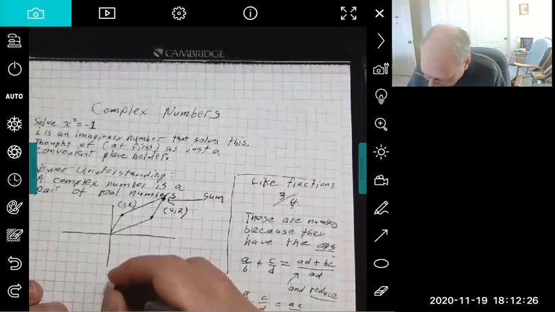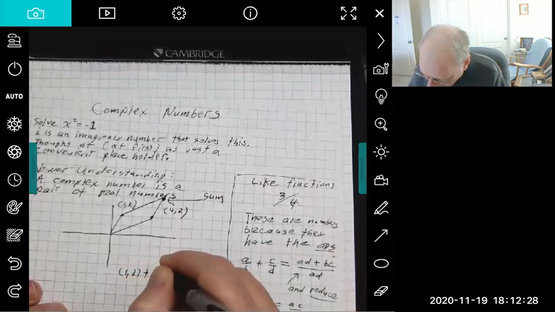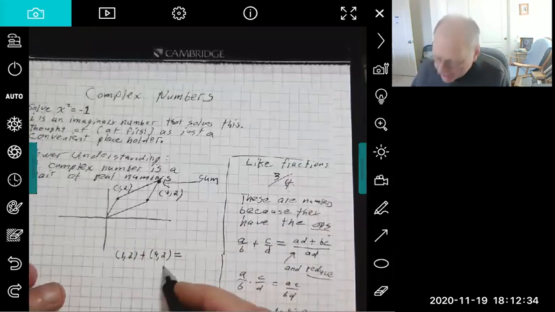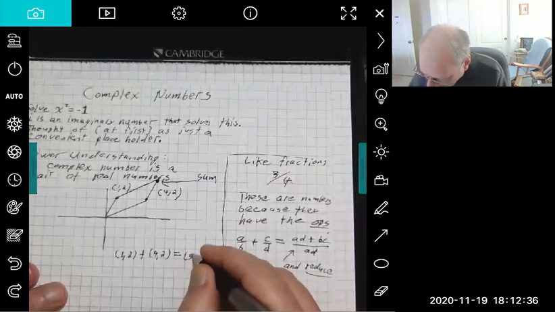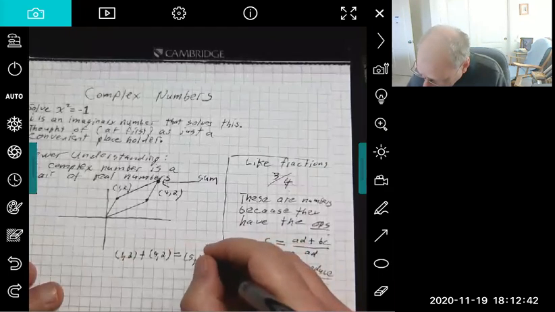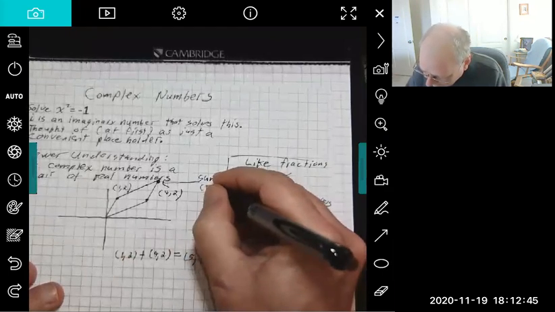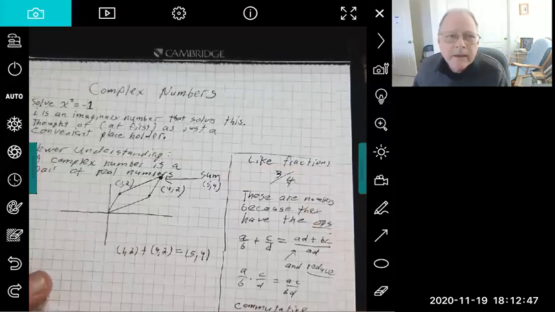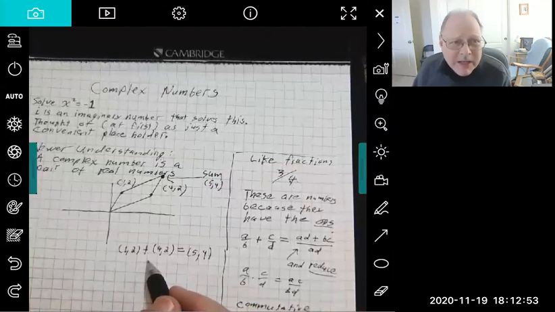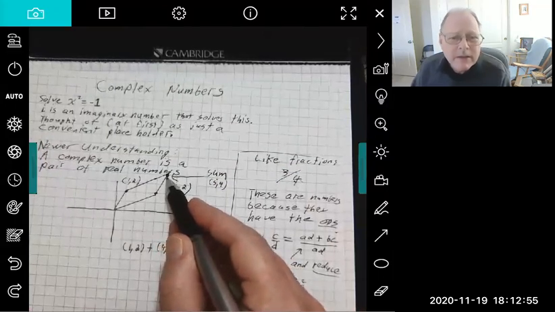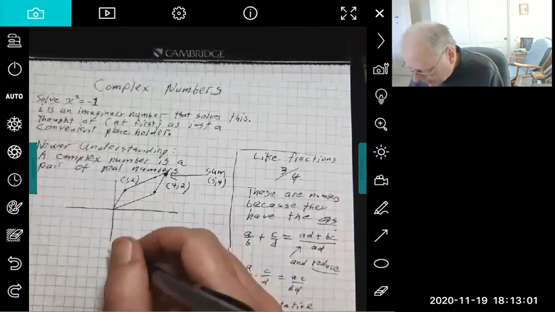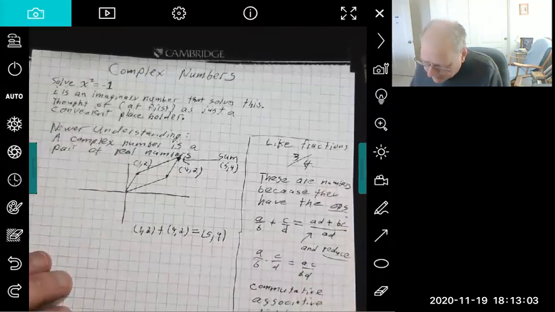So I'm sure the rule for how you do it is you do the 4 plus the 1, and you do the 2 plus the 2. You add the x's together and you add the y's together. So that's the mechanical rule for how you do it, but the meaning of it is that you make that parallelogram.